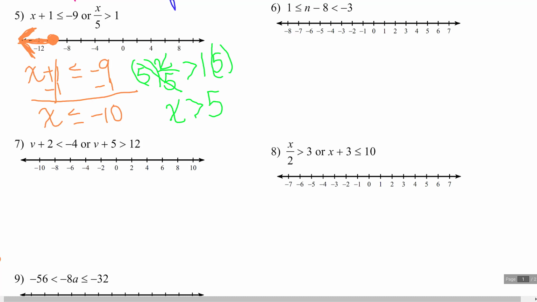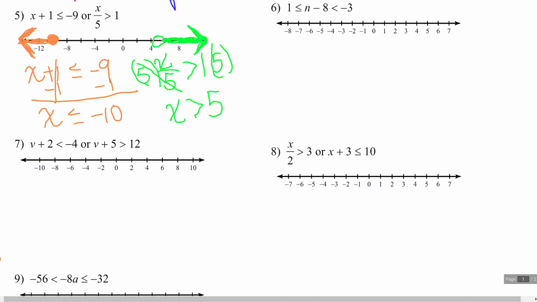So since this is an or statement, one of the inequalities or the other one needs to be true, so that we don't have to worry about the overlap. So in my number line, I'm going to go up to 5, which would be about here. Draw an open circle. X is greater than would go to the right. So I would shade the graph to the right. Okay, so for or statements, we don't have to worry about the overlap. It's one or the other needs to be true.